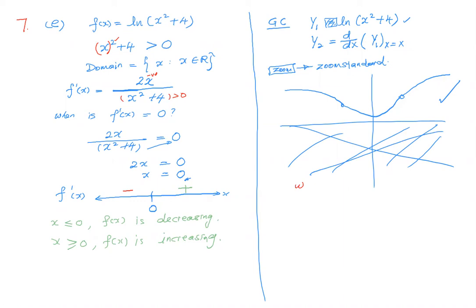So what do you do with your GC? You go to window. You have to know how to play with it. Change your y minimum to 0, then straight away press graph. Okay, so everyone now should have a nice curve like that.